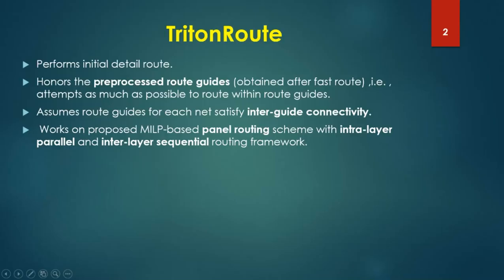So that's actually the meaning of intra-layer parallel routing, and then inter-layer sequential. That means in between layers, for example M1, M2 and M3, the routing is sequential. That means M1 routing takes place intra-layer parallel. That means M1 routing takes place in parallel. Once M1 routing has completed, then only M2 routing will take place.